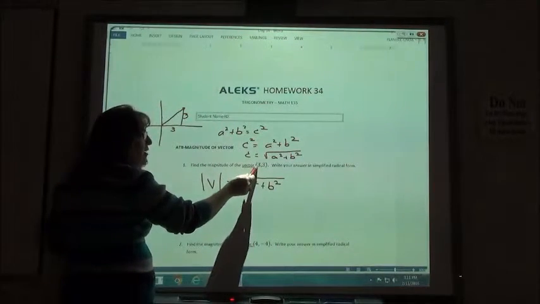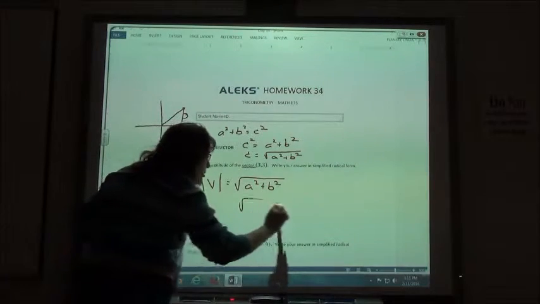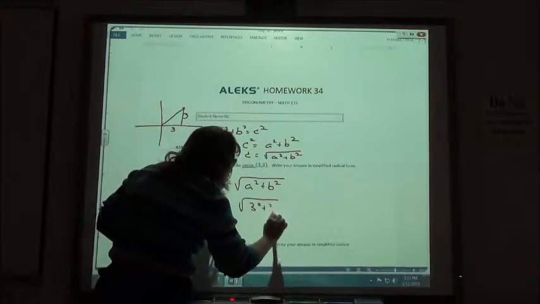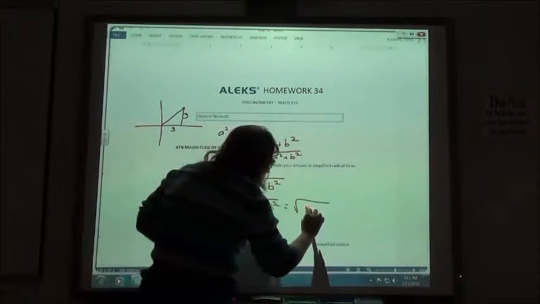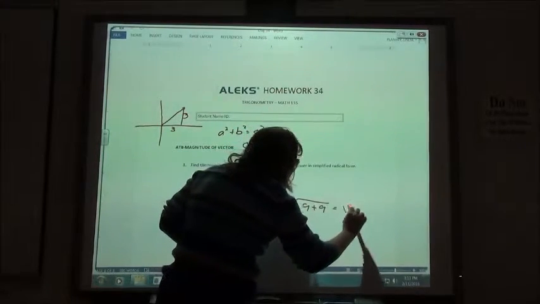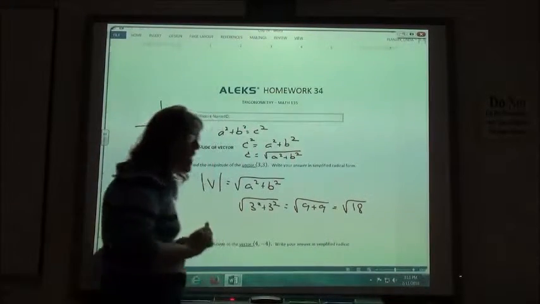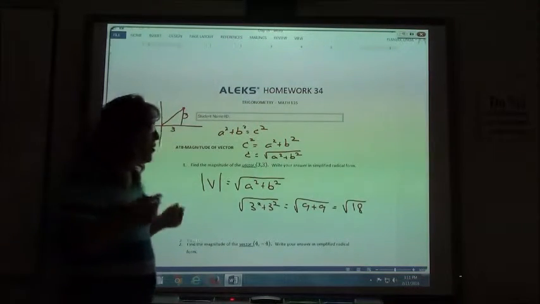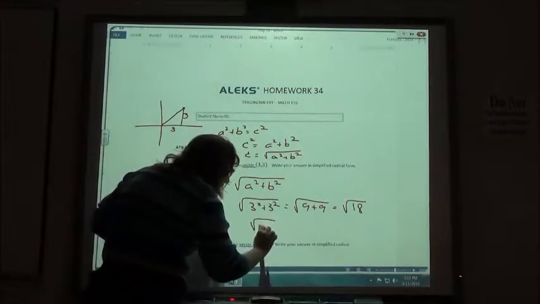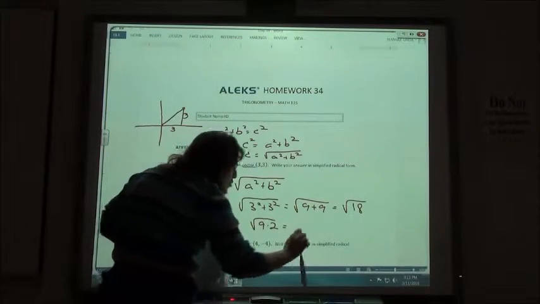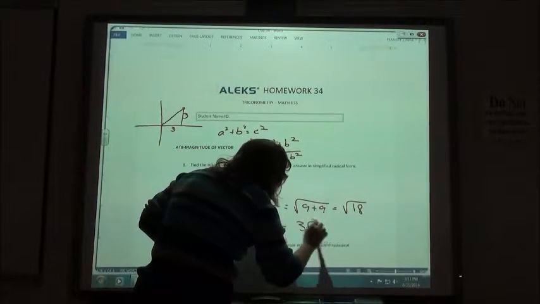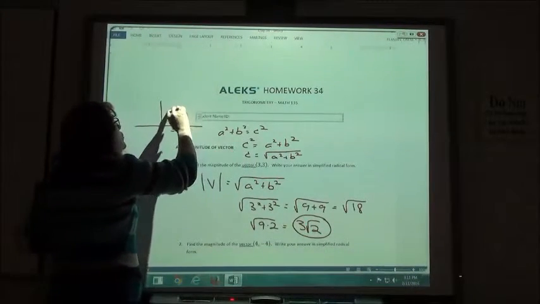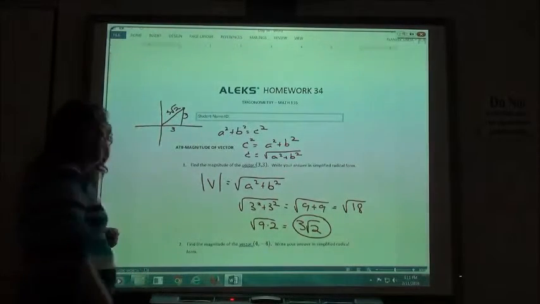So in this case, our vector went 3, 3. So I'm going to have 3 squared plus 3 squared. 9 plus 9 gives me the square root of 18. And then, of course, since I'm working with square roots, I would want to simplify that. 18 factors into 9 times 2. So 3 square root of 2 would be the magnitude or the size of that vector.